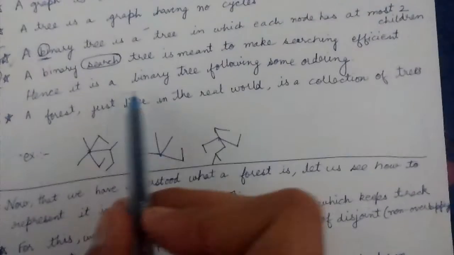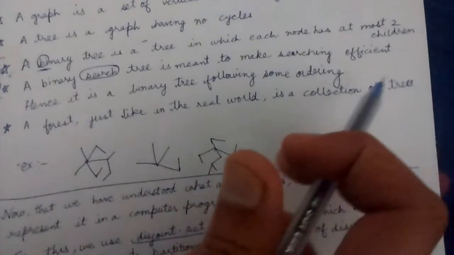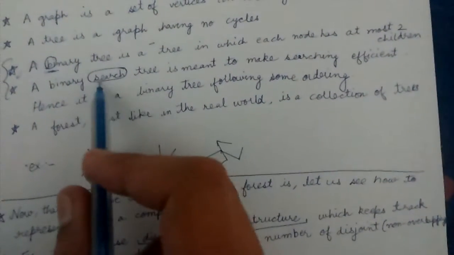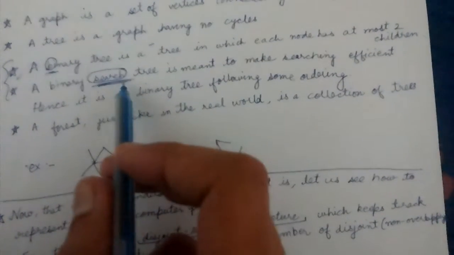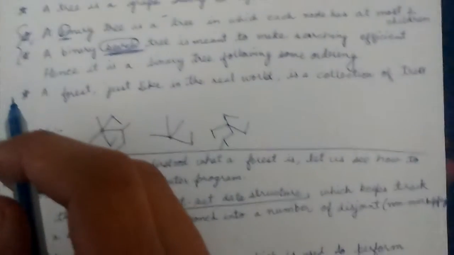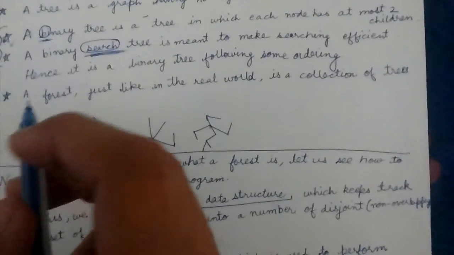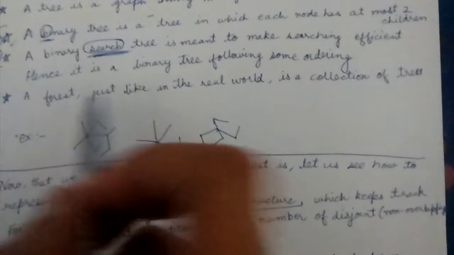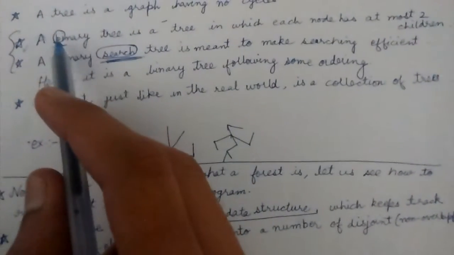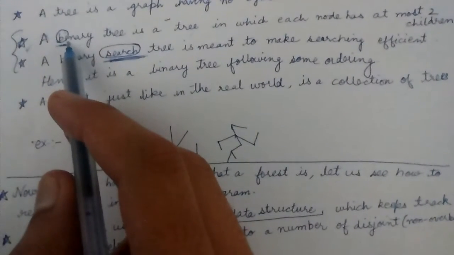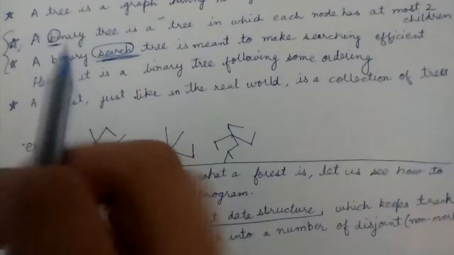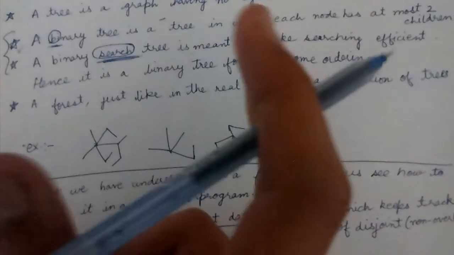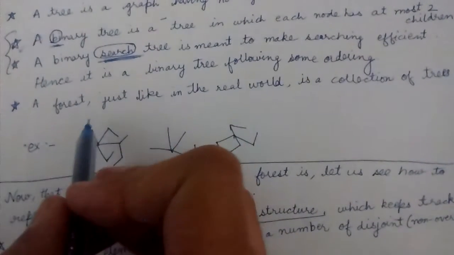So a binary search tree is meant to make searching efficient. That's why it's named search. Hence it is a binary tree. A binary search tree is simply a binary tree, but it follows some special ordering, some property in which its elements are specially ordered.